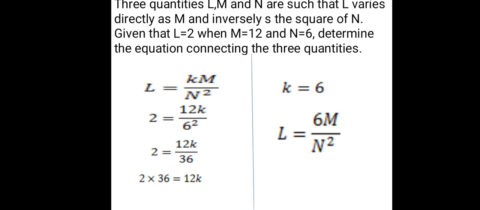Three quantities L, M, and N are such that L varies directly as M and inversely as the square of N. Given that L is equal to 2 when M is equal to 12 and N is equal to 6, determine the equation connecting the three quantities. The equation is L is equal to 6M all over N squared.